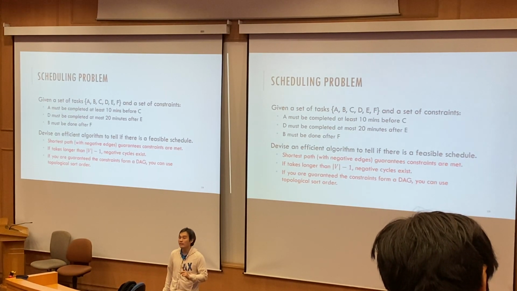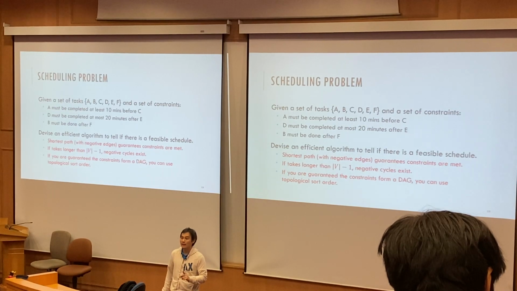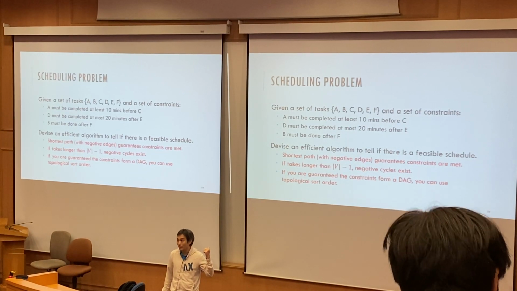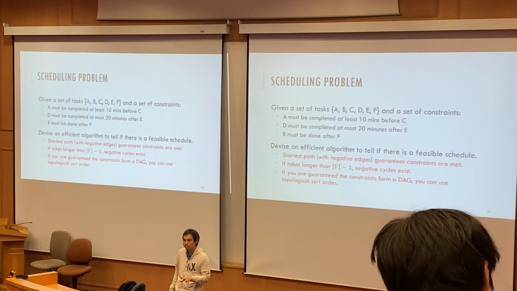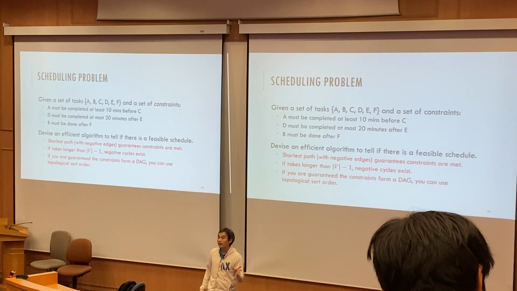If you're guaranteed that the constraints form a DAG, then you can use topological sort, just like the one we did before. But in this case, we weren't guaranteed that this necessarily is a DAG. So that's it. That's the algorithm.